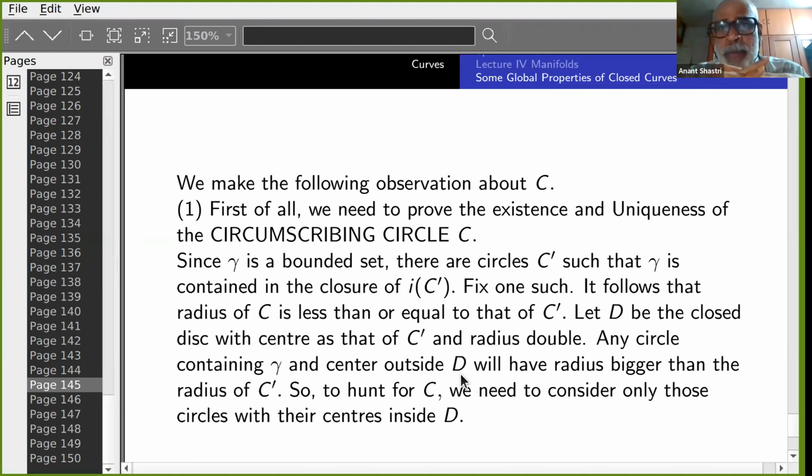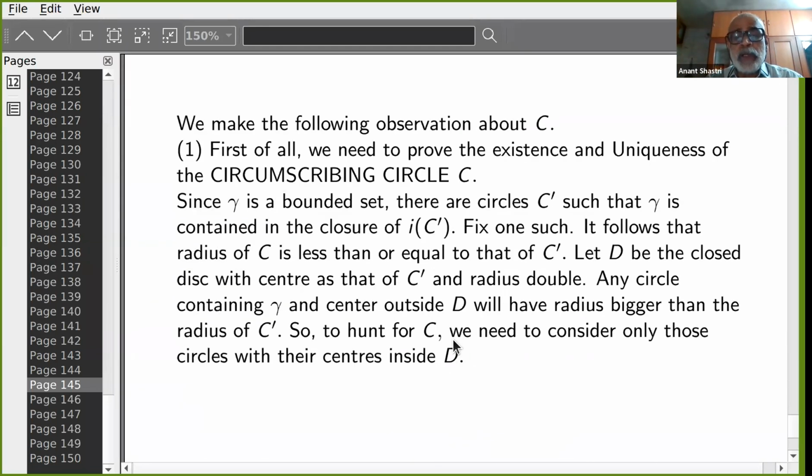So the entire plane is now cut down to a compact subset D. You don't have to go outside this one. Your curve is here. You don't have to search anywhere other than this. All circles we are going to consider have their centers inside D. So to hunt for C, because we have not proved existence yet, we need to consider only those circles with their centers inside D. Slowly we will sharpen.